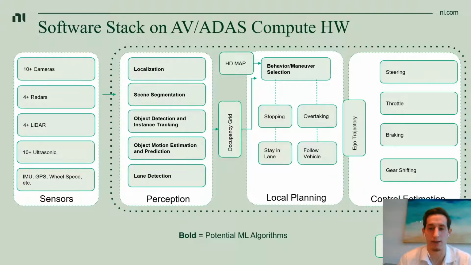Once that planning system is capable of saying, hey, I think this is where you need to go next, it then sends a trajectory over to a control system to figure out how to actually execute that trajectory. So that's a series of steering, brake, throttle kind of commands and algorithms to actually drive the vehicle.